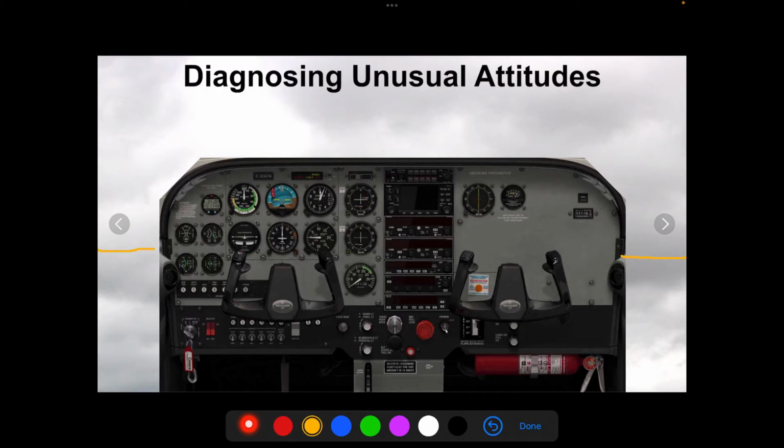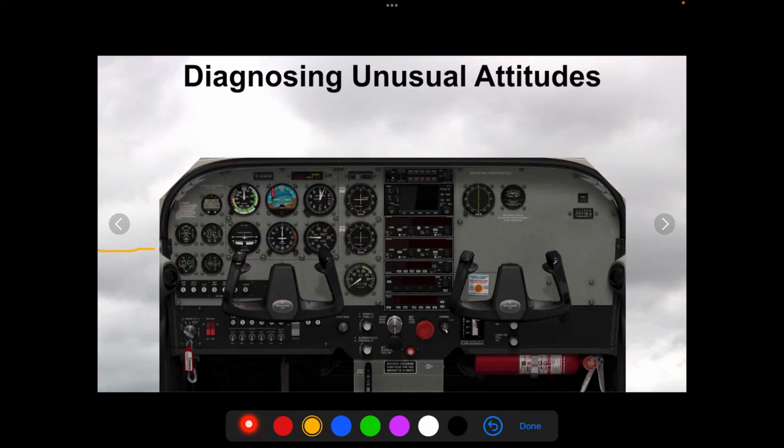So in a nose high, you're likely to see your airspeed indicator decreasing, because you're in a climb, and usually the airspeed indicator decreases. And then you'll also see here on the VSI, there, here's the VSI. The VSI will probably show a climb, right? So it'll be a positive climb rate on the VSI. And then the altimeter, depending on the power, you're likely increasing your altitude as well. So make sure and cross-reference with each of these that they make sense.